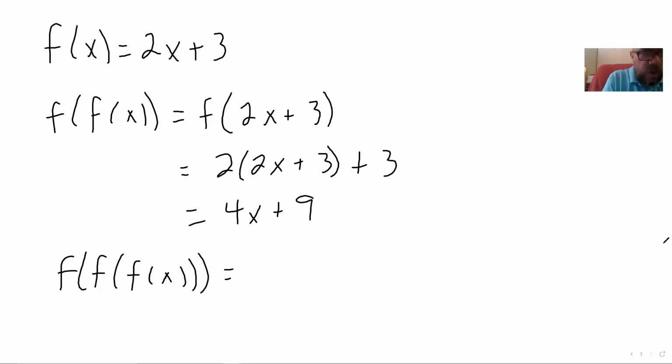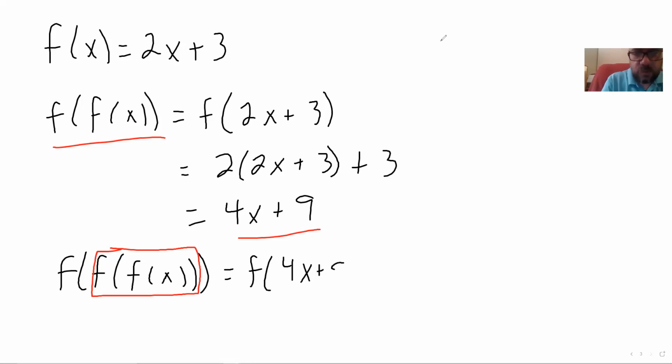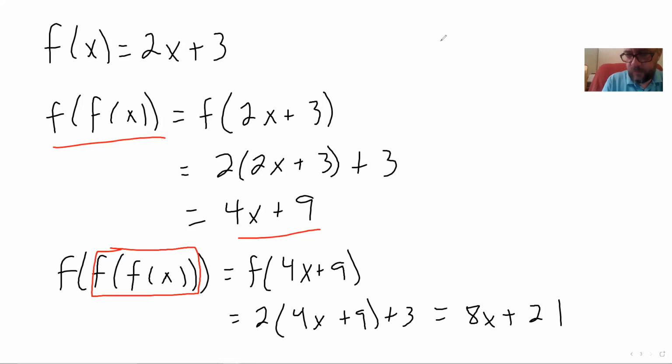Well, I know what this bit is, right? This bit right here, the f of f of x, is 4x plus 9. That's what I found. So this is really just f of 4x plus 9, right? Which is 2 times (4x plus 9) plus 3, which is, what is that, 8x plus 21? 8x plus 21. There you go. And as you can guess, I could do this a bunch more times if I wanted to.